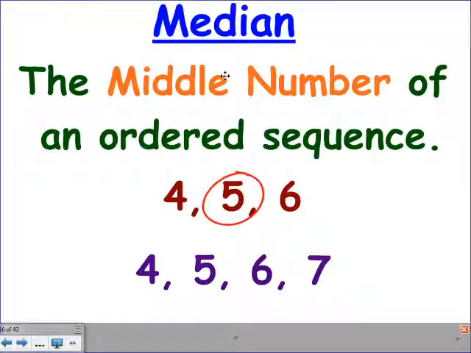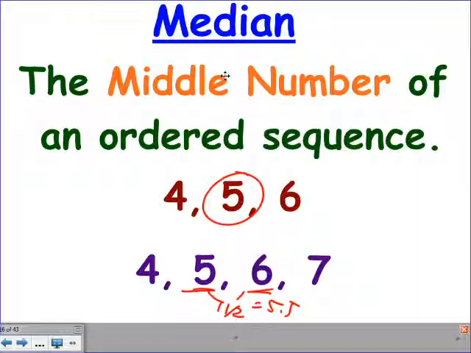If you're dealing with an even set of numbers, so I've kept it nice and simple, I've got 4 numbers, where's the middle of those 4 numbers? 5 and 6. 5 and 6 are both in the middle, so it'll be 5.5. So you have to add them together and divide by 2. Find the mean. Let's use proper maths terms. We add them together and we get 11, divide by 2, and we end up with the mean of those 2 numbers, which is 5.5.